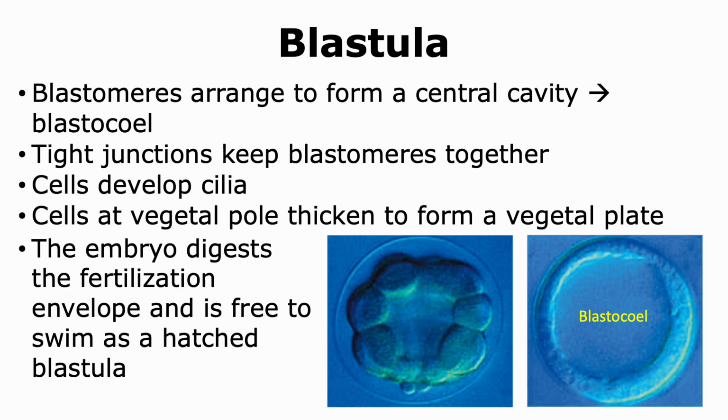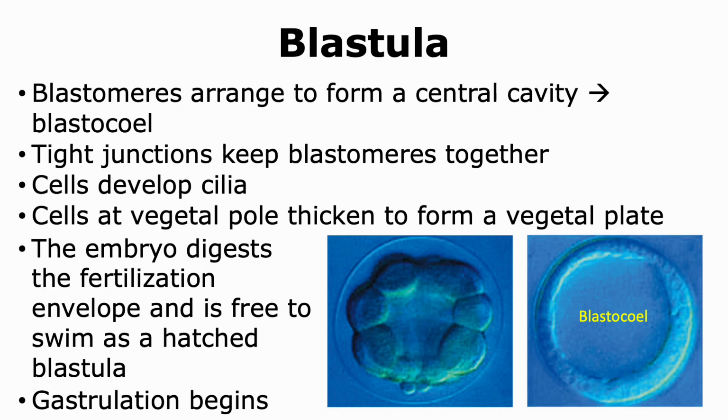Once all of this happens, we have the blastula stage, and the embryo will digest the fertilization envelope that was protecting it and becomes a free-swimming hatched blastula. Now we should note that in this stage, we still have not had gastrulation. So once the hatching of the blastula happens, the gastrulation process can begin.